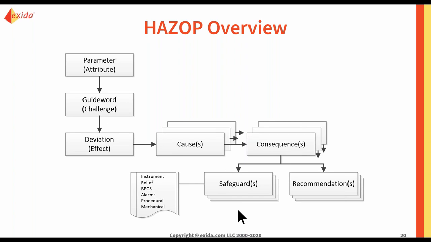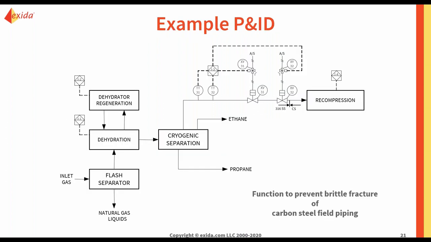And after we look at the safeguards, maybe we realize that the current safeguards are not really going to prevent or reduce the risk of the current hazard that we're talking about. So we may have recommendations. Maybe we add one more trip. Maybe we recommend some kind of redesign, a new philosophy behind it, or maybe there's no alarm, so we would like to introduce new alarms into the system, and that will be captured by the recommendations. So now let's look at a very simple example right here.